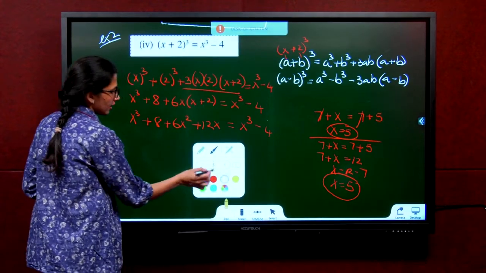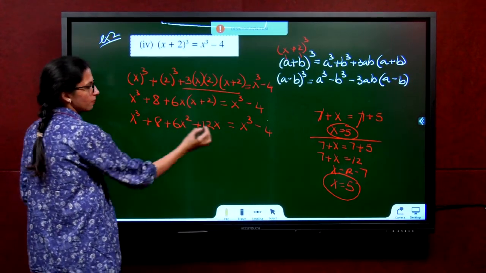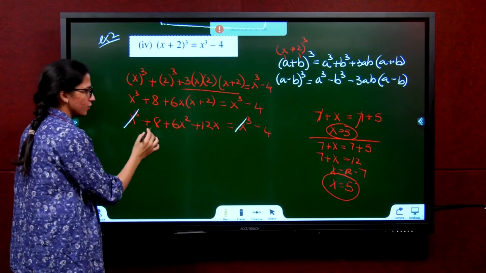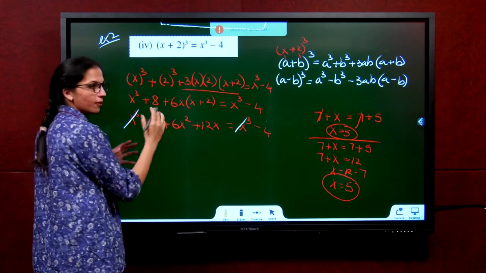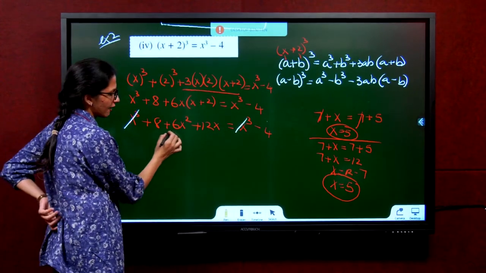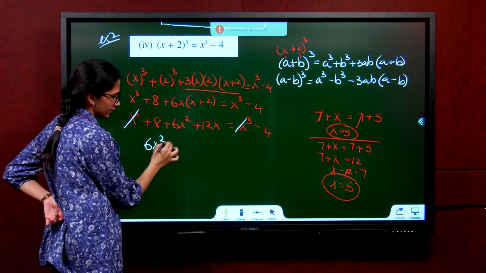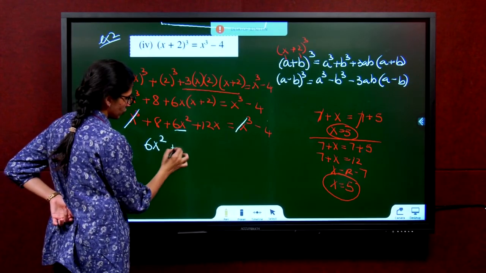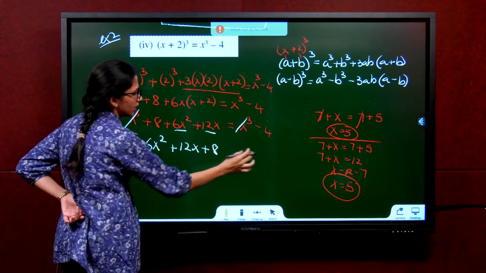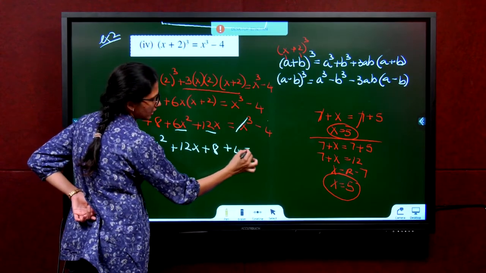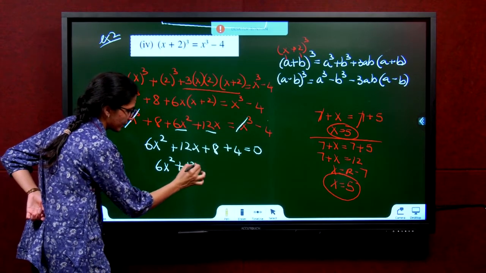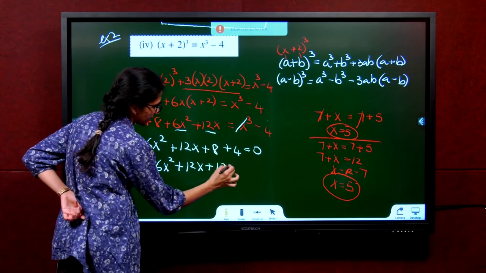So here, as you can see, this is x cube, this is x cube. Ditto, same terms. Cancel. So what are we left with? Let's write it from the highest degree. That means the highest power of x and go. I won't write 8 first. I will write 6x square first. 6x square. Next I write plus 12x. Next I will write the plus 8. The minus 4 comes this side. It becomes plus 4 is equal to 0. So 6x square plus 12x plus 12 is equal to 0.